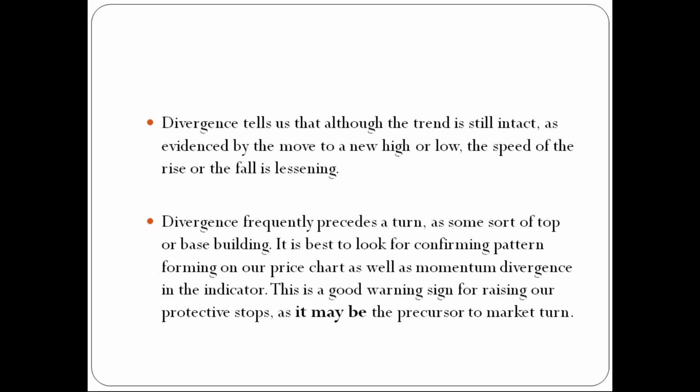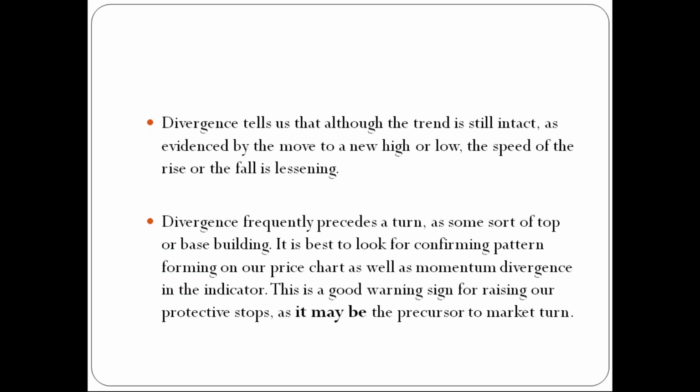So divergence frequently precedes a turn, as some sort of top or base building. It is best to look for confirming patterns forming on our price chart as well as momentum divergence in the indicator. This is a good warning sign for raising our protective stops, as it may be a precursor to a market turn. Now what happens when prices are making a lower low in a bearish market and we get a bullish divergence? We should look at our price chart for any price pattern or reversal pattern. Are we getting any reversal pattern?